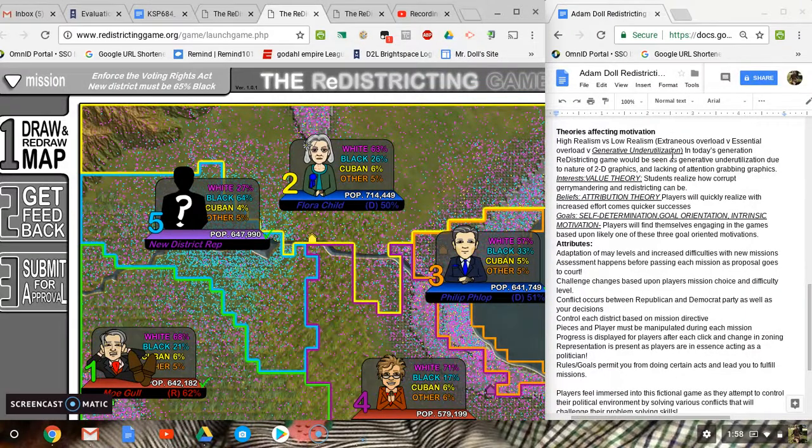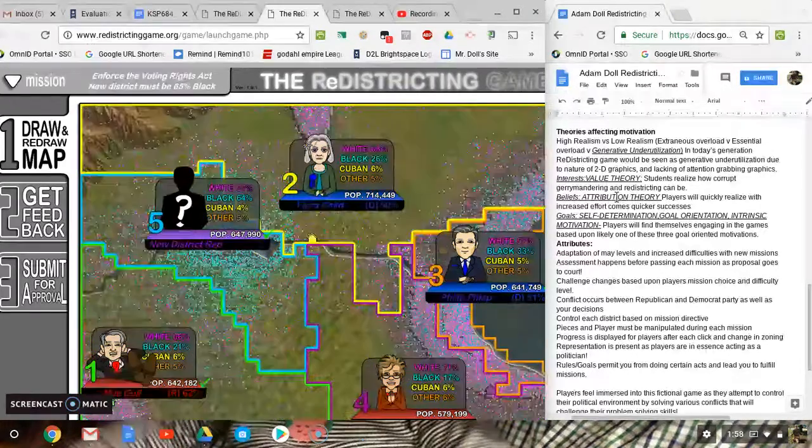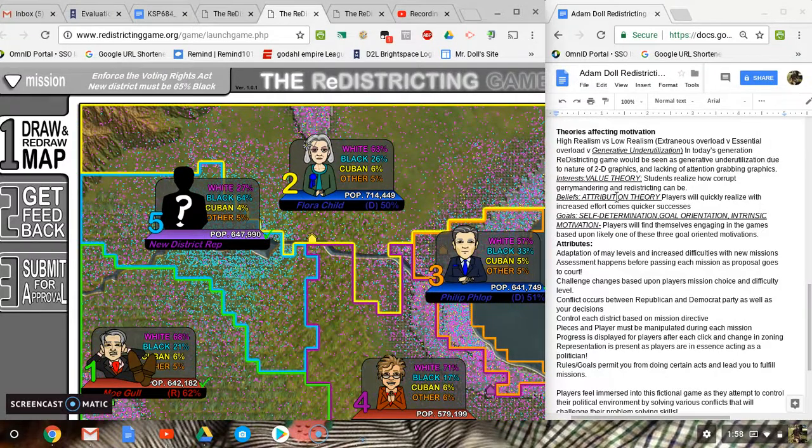The kids realize that this is important, that this happens. It's frustrating that certain people don't get represented or that politicians are corrupt. It can lead to maybe attribution theory, where they quickly realize that with a little more effort, they can have some success. And then ultimately, there's a few reasons why they would likely play. They'll find themselves engaged into it because they're either goal-oriented, they're self-determined, or they're just intrinsically motivated to continue to increase knowledge.